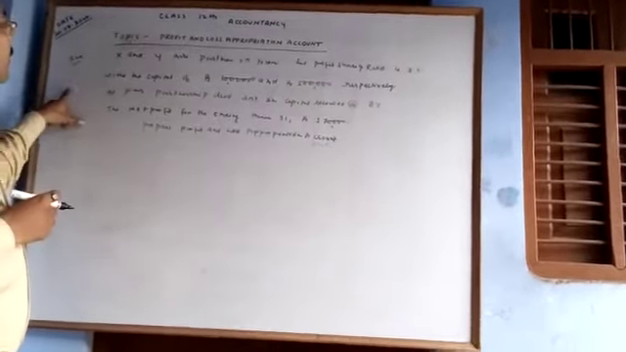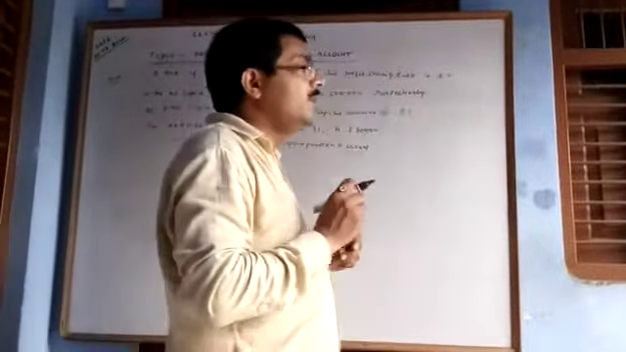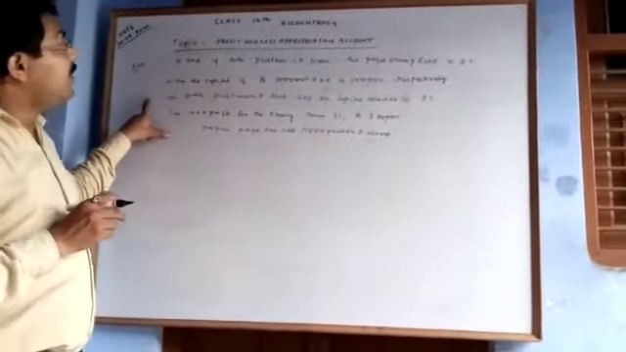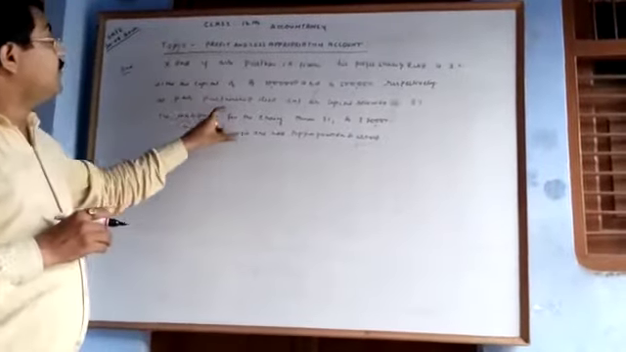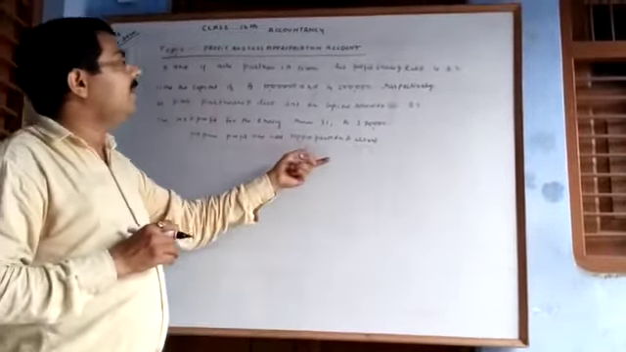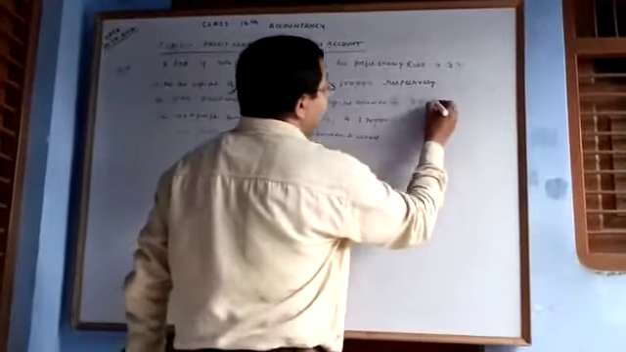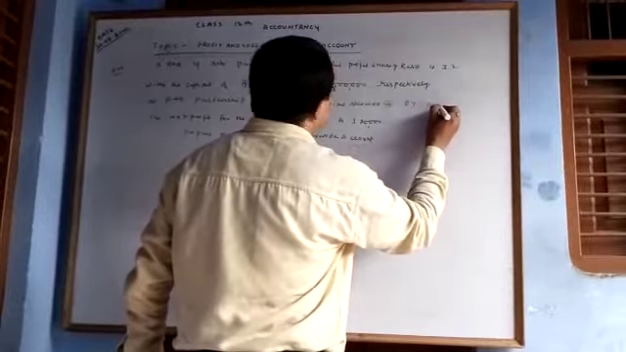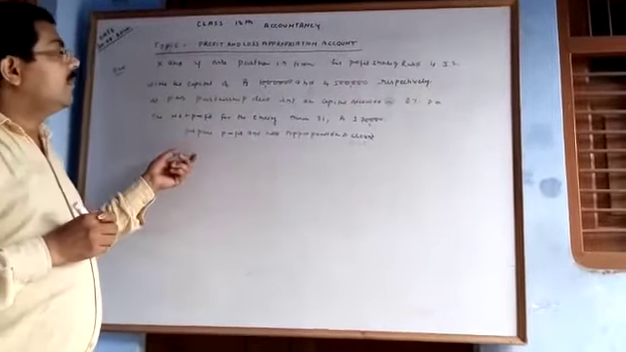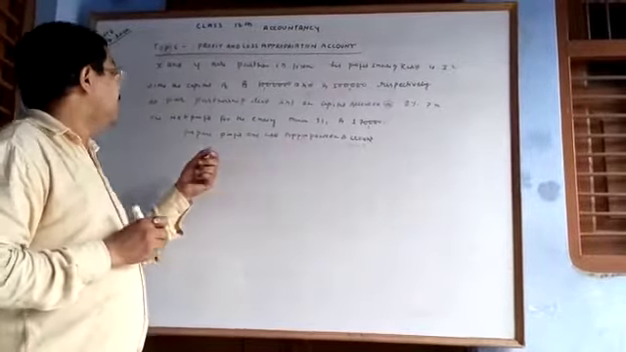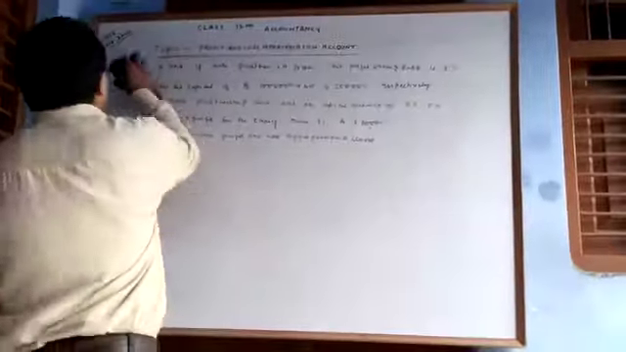Question, read the question. X and Y are partners in the firm. Their profit sharing ratio is 3:2 with the capital of 10 lakh and 5 lakh respectively. As per partnership deed, interest on capital is allowed at the rate of 8% per annum. The net profit for the year ending 31st March is ₹1,70,000. Prepare the profit and loss appropriation account. Solution.